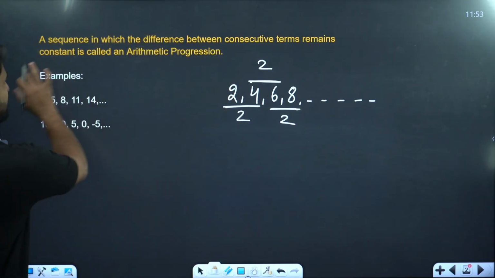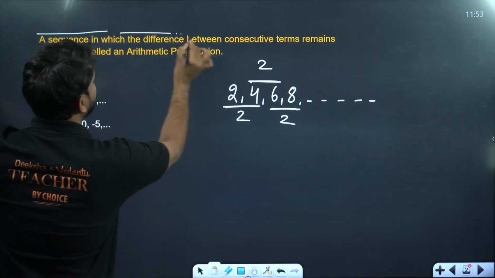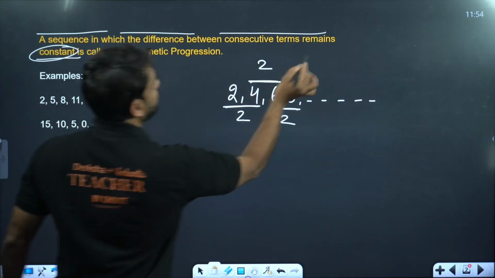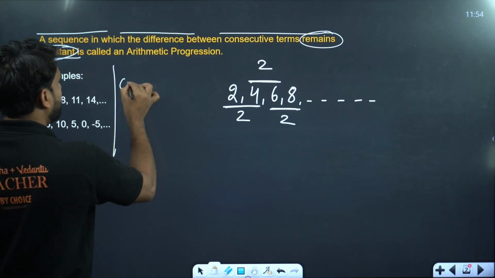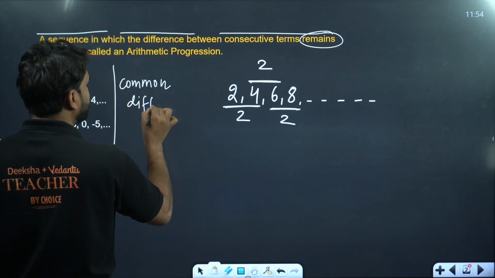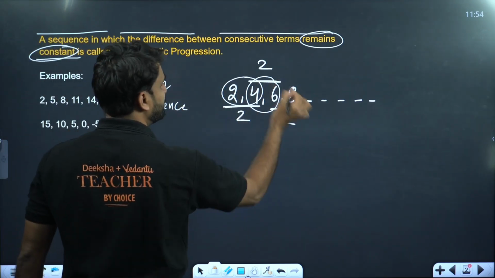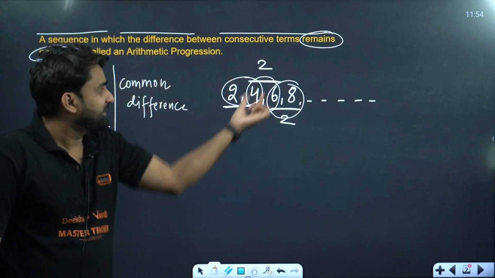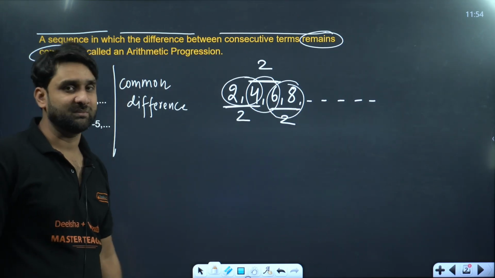Okay, so the definition given here: a sequence in which the difference between consecutive terms remains constant. This is very important, remains constant. And this difference, from a mathematical point of view, is called the common difference. Why common? Because the difference between each consecutive number is 2: 2 and 4 is 2, 4 and 6 is 2, 6 and 8 also 2. That is why it is called common, because 2 is present in the gap of all consecutive numbers, and difference is the gap between two consecutive numbers. I hope you are getting my point.